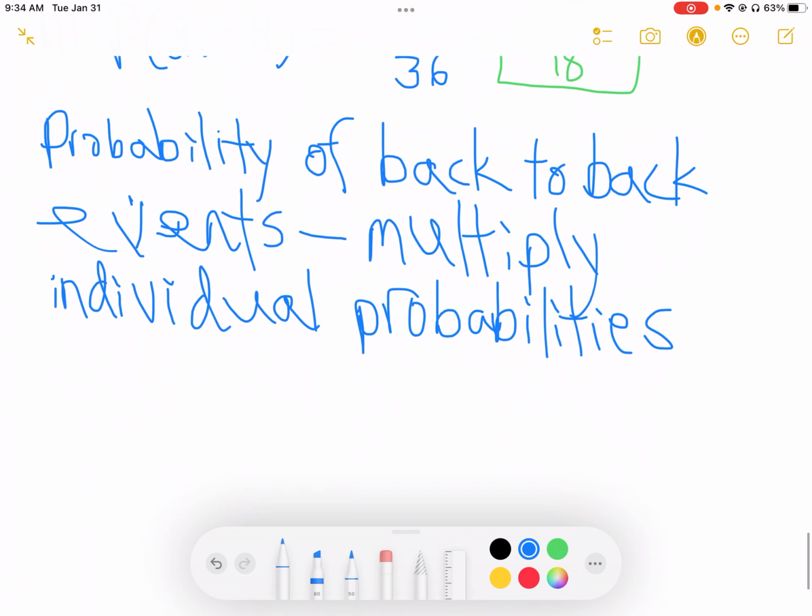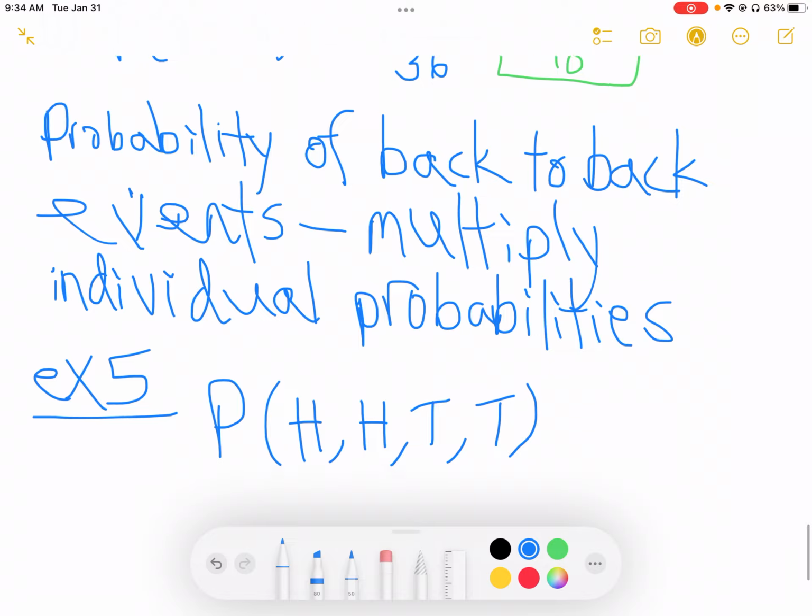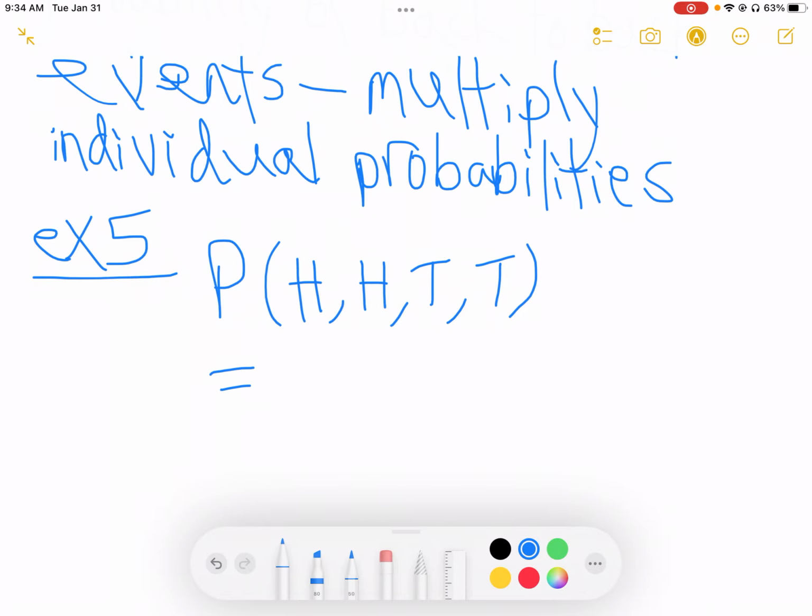Okay, so example 5 says, what's the probability of having a coin and flipping a heads, a heads, a tails, and a tails? Each individual time, I'm going to put it on the next line because I have more room. For getting the heads, I have 1/2. For heads, the next time I have 1/2. For the tails, the next time I have 1/2. And for tails, the next time I have 1/2.